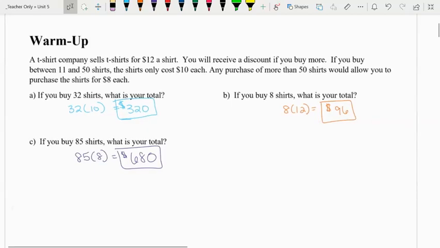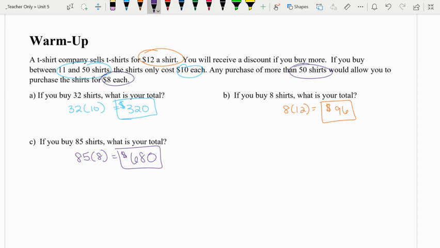If you took a look at parts A, B, and C, we should have been able to figure those out pretty quickly, right? 32 times 10, because 32 is between 11 and 50, so they would be $10 each for $320. Whereas if you only buy 8, that means it's back at the original price of $12 per shirt, which would give you $96. And the last one being 85, it means that that is above 50 shirts, so that would be at $8 a piece.